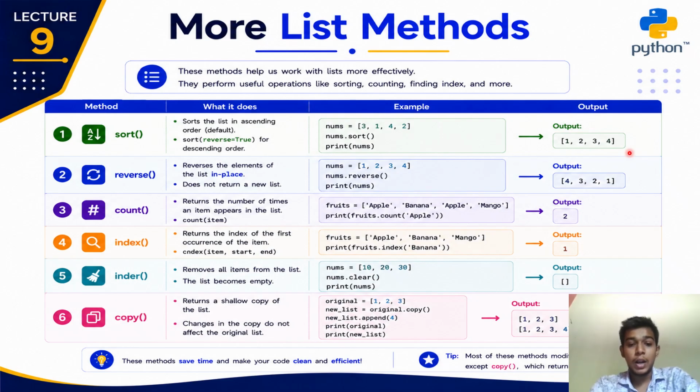Now, if you want to sort the numbers in descending order, you just have to write reverse equal to true after nums dot sort, where here nothing is written. Then the numbers will be printed in descending order.